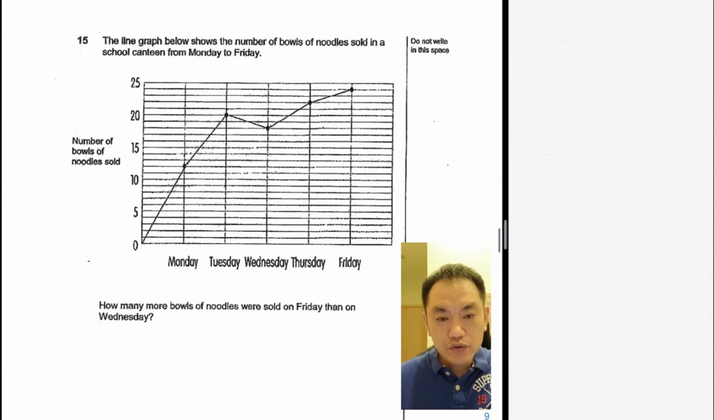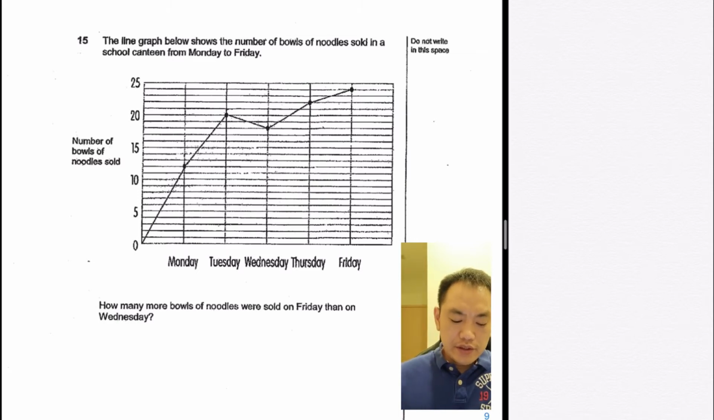Okay, let's move on to question 15. The line graph below shows the number of bowls of noodles sold in the school canteen from Monday to Friday. Okay, it's not very easy to see from the graph, but I guess every line is 1. So you can count 1 to 5 to 10 to 15 to 20.